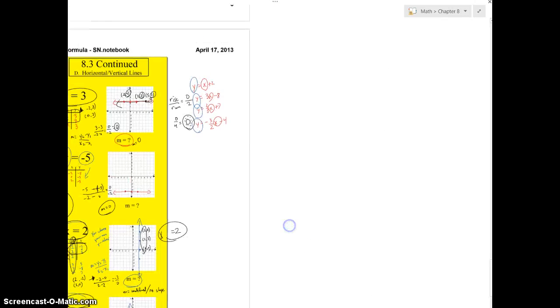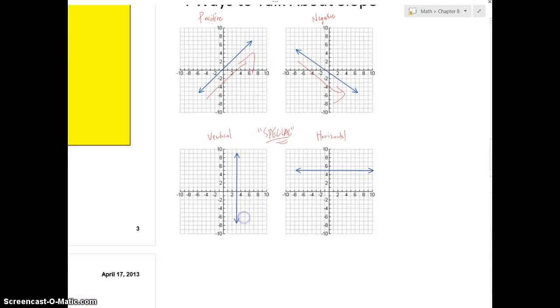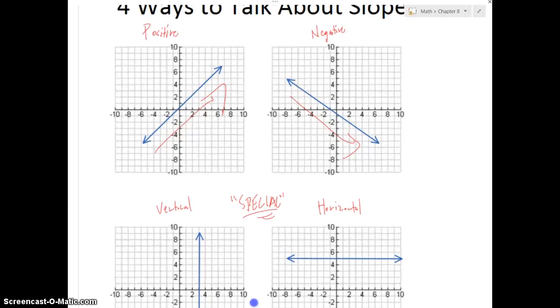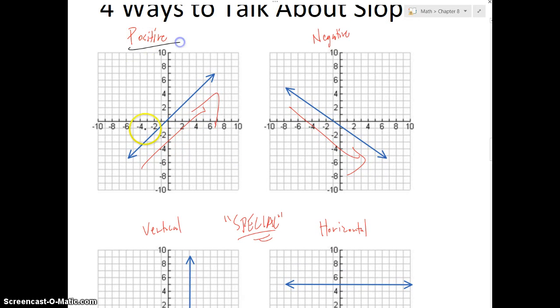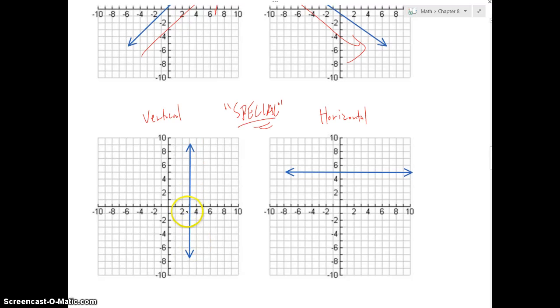So to go back to where we started at the beginning, found those graphs right here, okay? You've got positive when it goes up, you've got negative when it goes down. Vertical is going to give us an undefined slope, or we could say no slope. Horizontal, straight across, is going to give us a slope of 0.